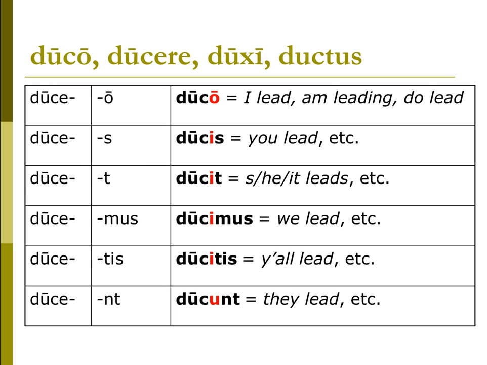For example, the verb duco, ducere, duxi, ductus, to lead. You see on the left the base, duce, and then the endings in the second column, o, s, t, mus, tis, unt. Simply adding the endings to the base is conjugation.